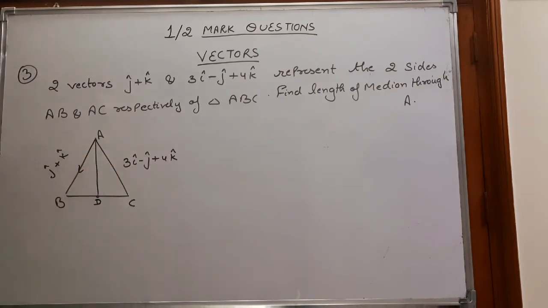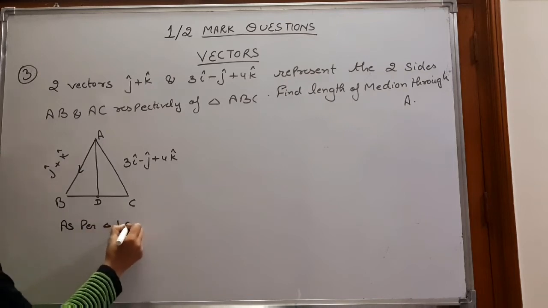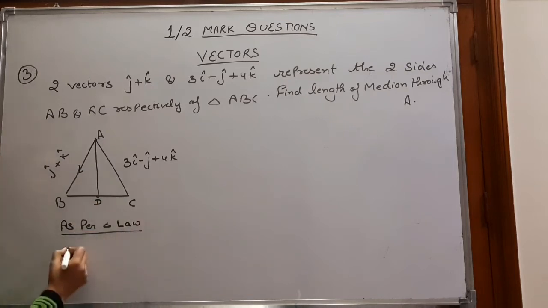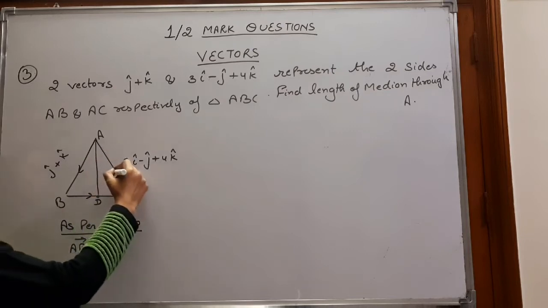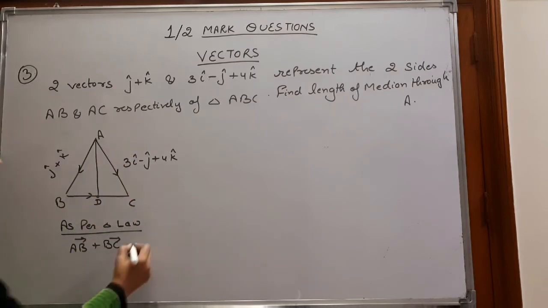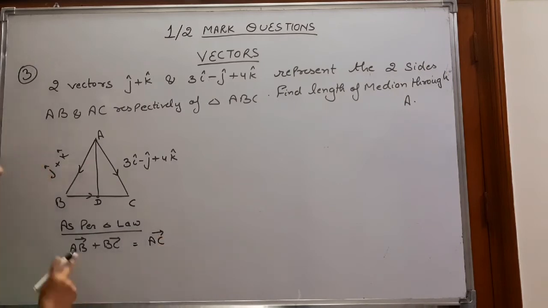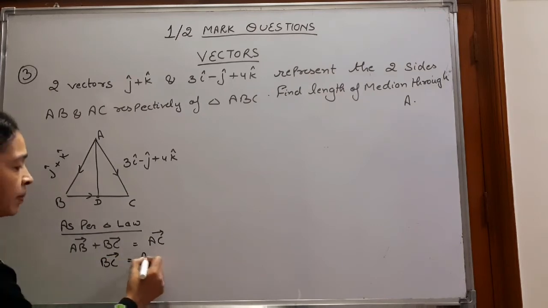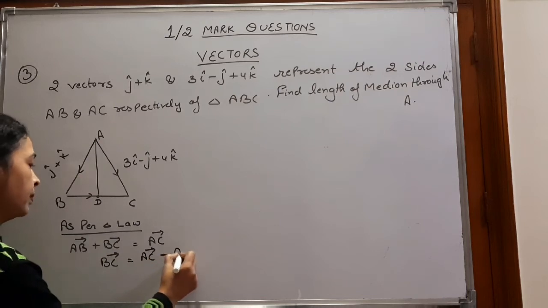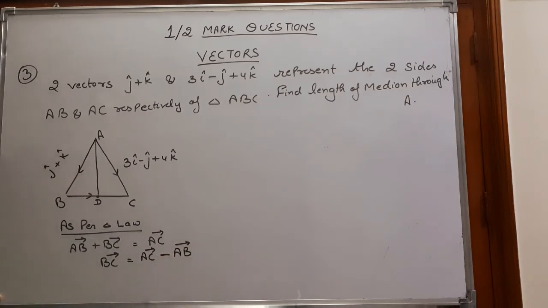Let AD be the median. We have to find the length of the median. Now children, as per the triangle law, vector AB plus vector BC is equal to vector AC. Now we know vector AB and vector AC, but we don't know vector BC. Vector BC can be vector AC minus vector AB.